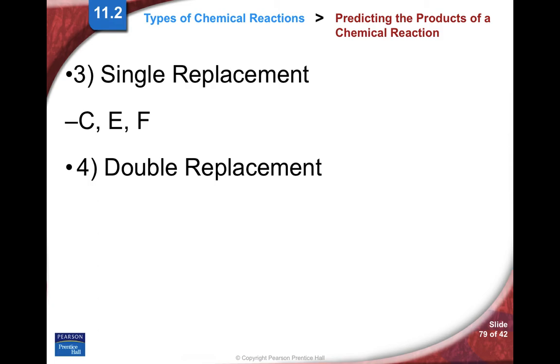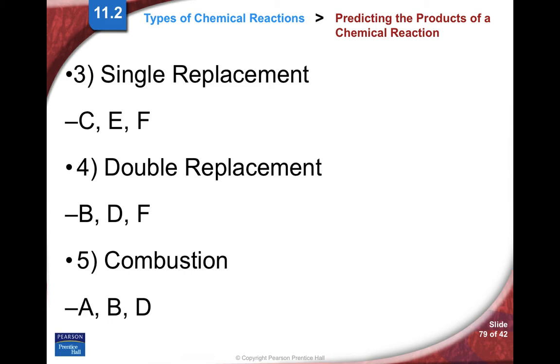Okay, 4 is the double replacement reactions. If you look at B, D, and F, you will see two compounds reacting on the reactant side. And if you look closely, you'll see the two metals switch places on the product side. Okay, and then finally the combustion reactions. If you look at A, B, and D, you will see that they all have a hydrocarbon and oxygen on the reactant side and carbon dioxide and water on the product side. Okay, there are a few more review questions where I want you to just identify the chemical reactions, so use numbers 1 through 5 as your guide.